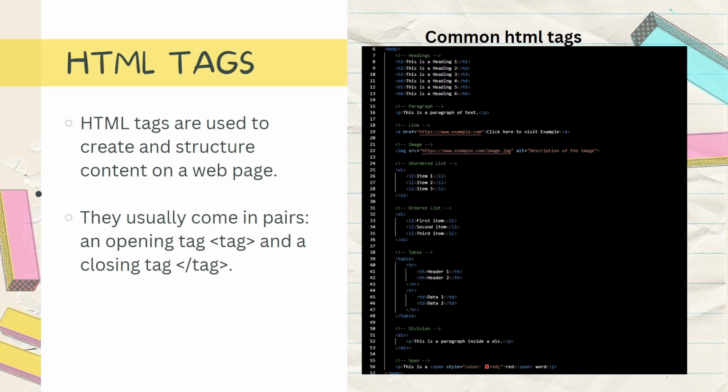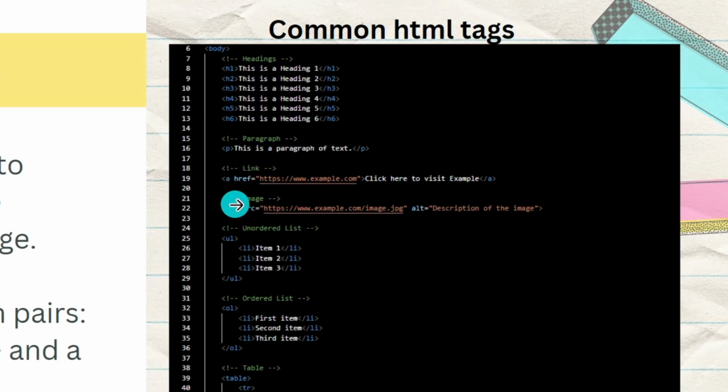What are HTML tags? HTML tags are used to create and structure content on a web page. Remember I mentioned in the last lesson that without HTML tags, you cannot have your containers to hold content to be displayed on your web page. They usually come in pairs, an opening tag and a closing tag. If you look at this example here, you notice how we have opening and closing tags. The opening tag doesn't have a forward slash, but the closing tag has a forward slash, then with the name of the tag inside of it. Alright, let's go to the next lesson.